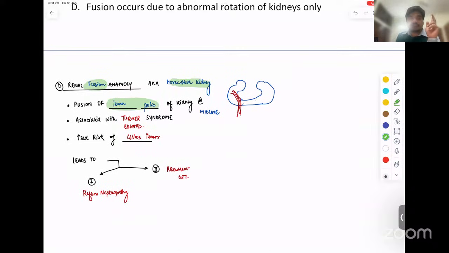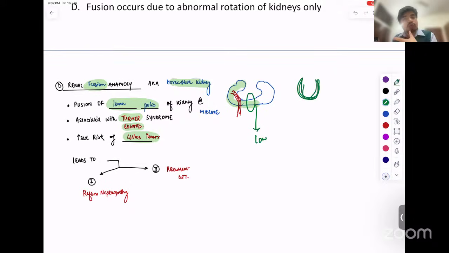Remember, horseshoe kidney is associated with Turner syndrome. It is associated with Edward syndrome. Edward has horseshoe kidney. Patau has P for Patau, P for polycystic kidney. And in horseshoe kidney, there is characteristically an increased risk of Wilms tumor. Usually there is a fusion at the lower pole. See, this is the lower pole of kidney. That's where it's fused, resulting in a horseshoe or U-shaped structure. It's also associated with increased risk of recurrent UTIs and reflux nephropathy. All right.